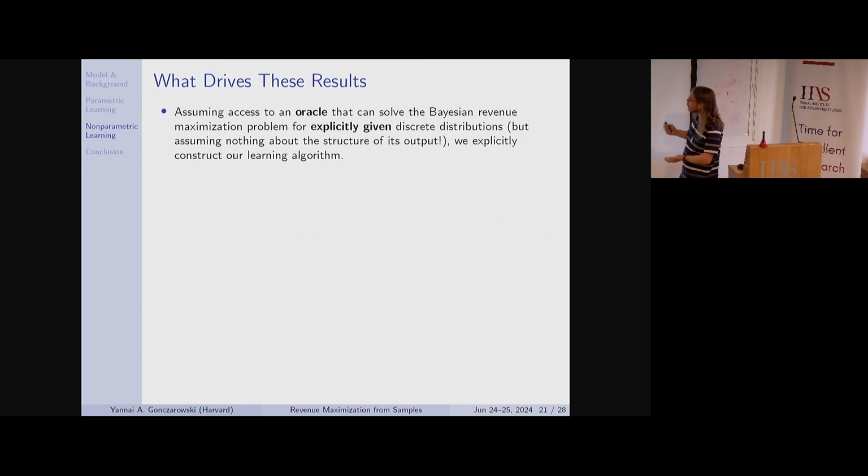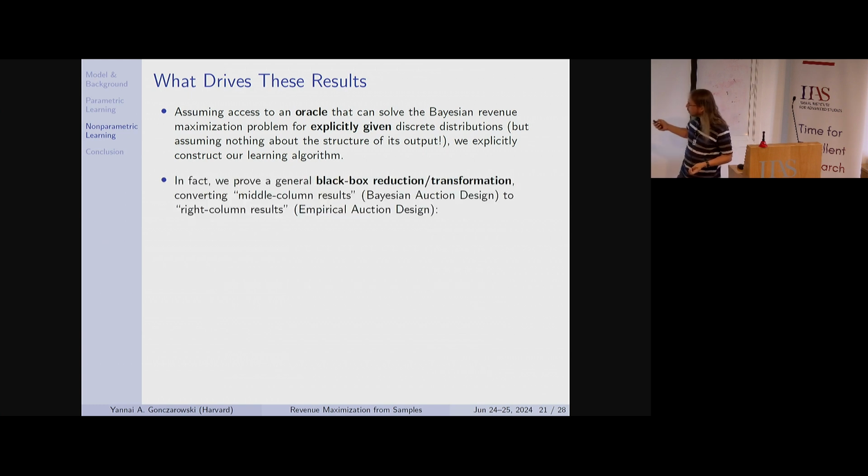We're going to assume nothing about the structure of its output, and we're going to construct our learning algorithm around this black box. I say "algorithm" in parentheses because this black box might not be computationally efficient, so neither will the algorithm. In fact, what we prove is what computer scientists might call a black box reduction, and what economists might call a black box transformation, converting middle column results in the table that I showed you, Bayesian auction design, to right column results in the table that I showed you.